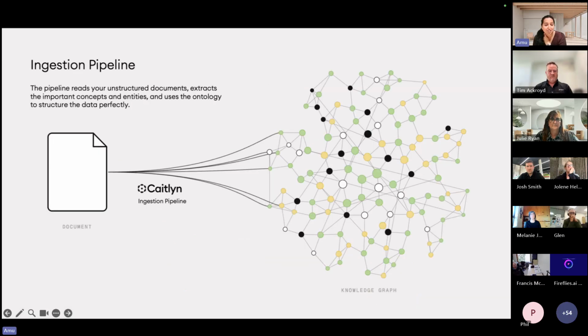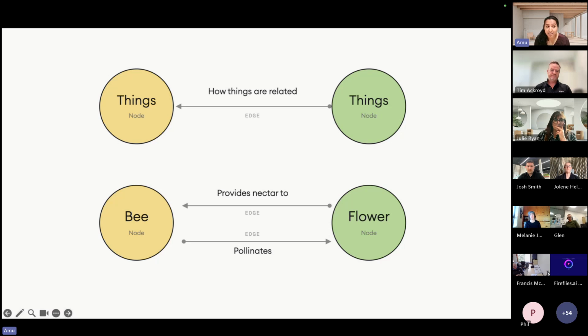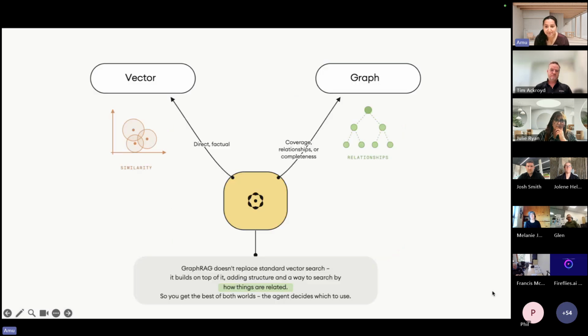Next is Caitlyn's ingestion pipeline. This is Caitlyn's own IP. We have built a truly impressive 14-step ingestion method. The pipeline reads your unstructured data, extracts the important concepts and entities, and uses the ontology to structure that data perfectly. The last piece is Neo4j's graph database. This is where those connections actually live. Here we store data as nodes and edges. And that's just a very fancy way of saying things and how things are related.